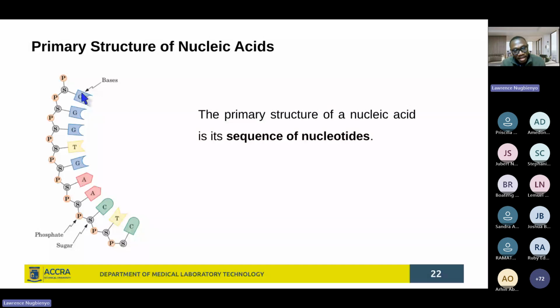So as we describe that, guanine, thymidine, guanine, adenine, cytosine, thymine, cytosine, we are referring to the primary structure of the nucleic acid chain, or the nucleic acid strand. So the primary structure of nucleic acids is just the sequence of nucleotides in a nucleic acid strand.